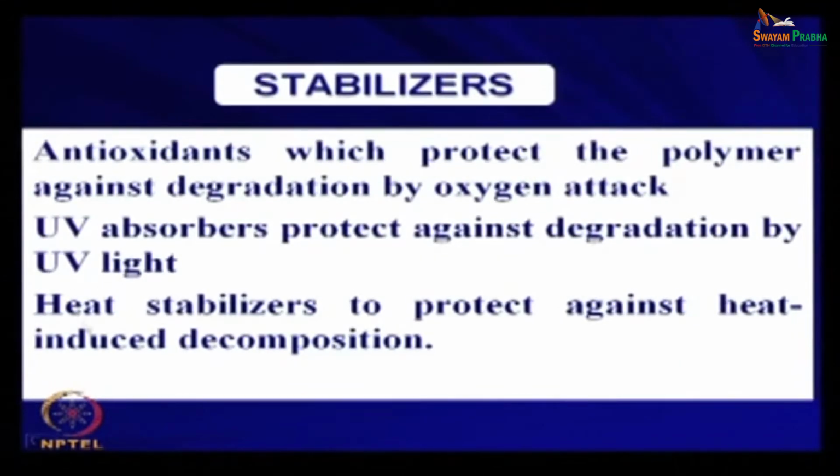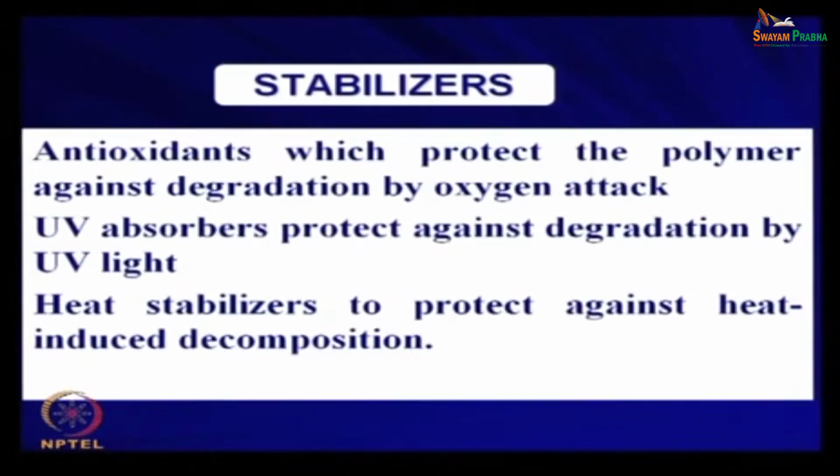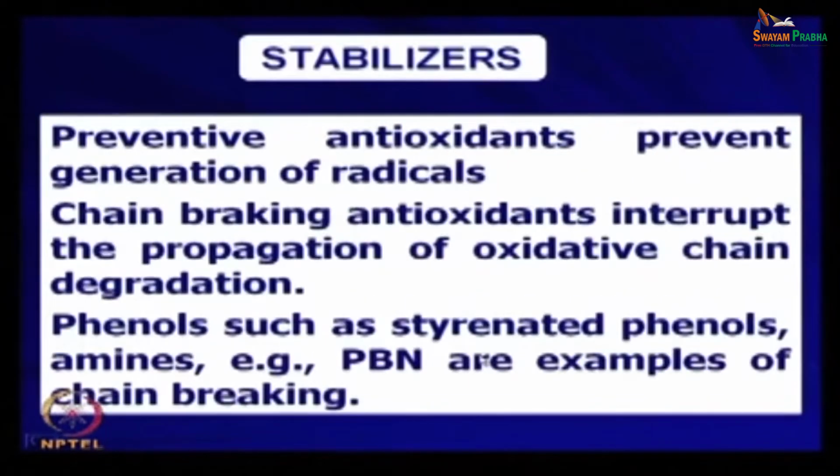So, UV absorbers, ultraviolet absorbers: there may be some ingredient blended with the polymer that will absorb the ultraviolet light. That means it will make a shielding effect, it will not allow the polymer to absorb the UV. That ingredient will absorb the UV and convert it to energy of higher wavelength, that means less harmful. So from a harmful to a harmless situation, that can be done by UV absorbers if the product is exposed to UV light. Heat stabilizers protect against heat-induced decomposition. Now, preventive antioxidants prevent generation of radicals.